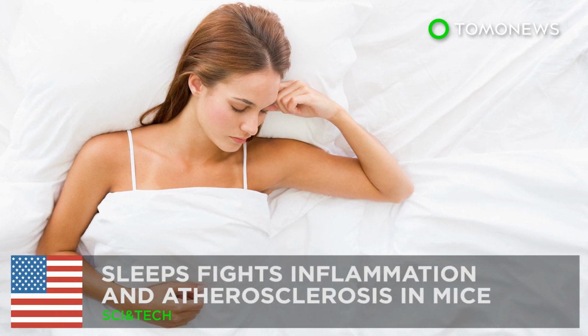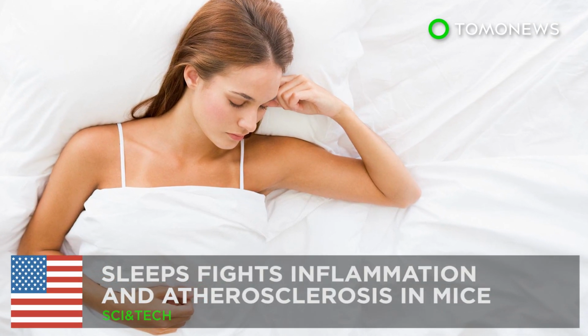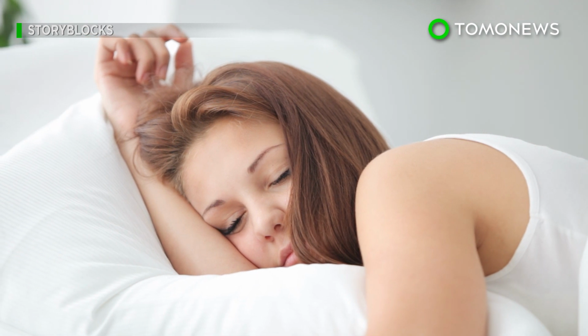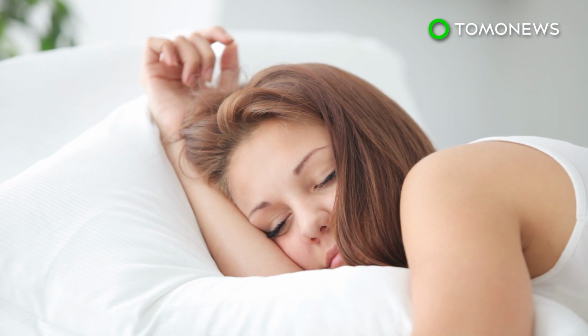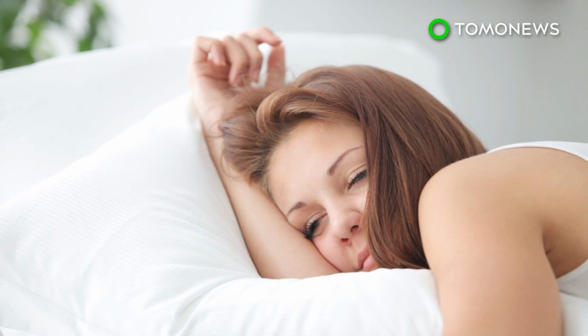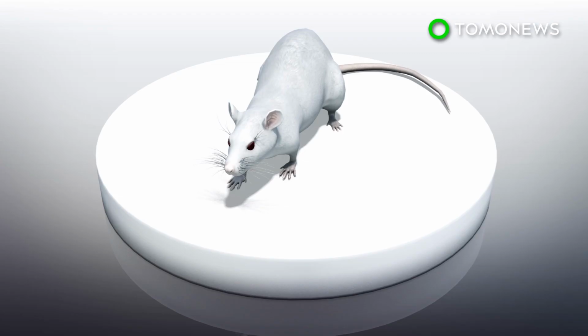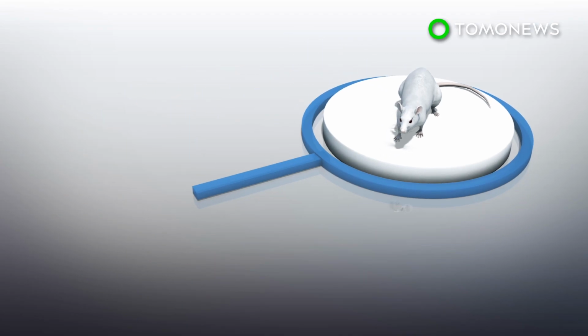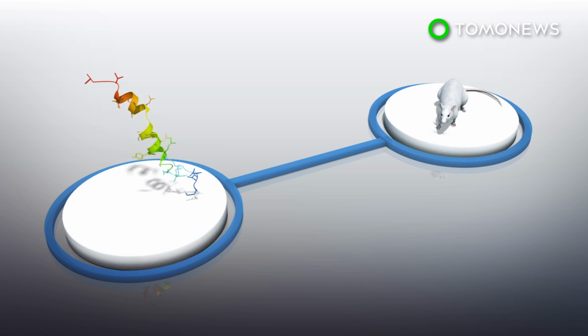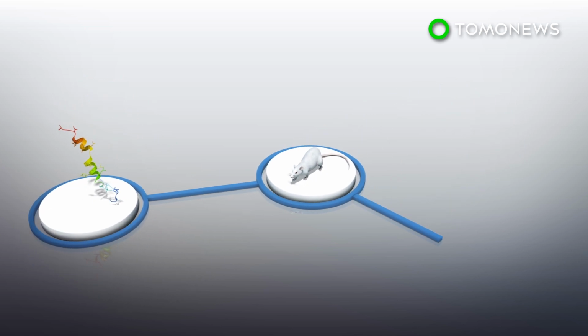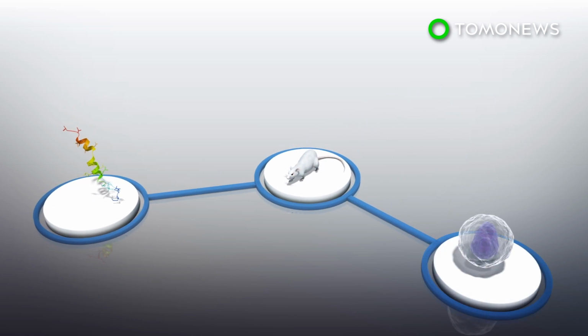Sleep fights inflammation and atherosclerosis in mice. A new study has found that getting adequate sleep can help in reducing inflammation in the body and fighting against atherosclerosis. According to a new study published in the journal Nature, fragmented sleep in mice affects levels of a certain hormone, which then increases production of inflammatory cells in bone marrow. This inflammation plays a role in the development of atherosclerosis.